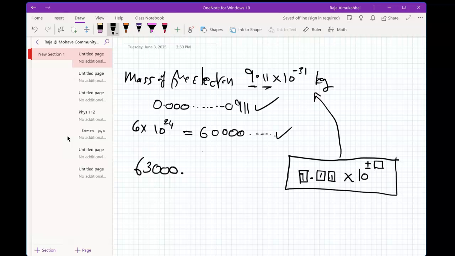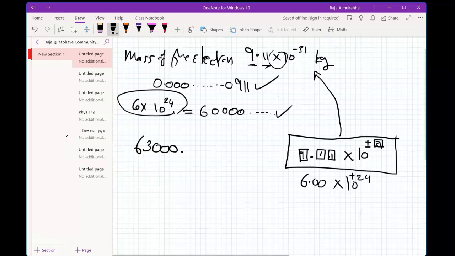9.11 times 10 to the power of minus 31 is right here. You see that? So that's how it's written. Or, for example, look at the mass of the Earth. It is 6.0, we can say, or 0.00 times 10 to the 24. The 24 here is positive. We don't need to put the plus. But as you can see, this is how it looks.